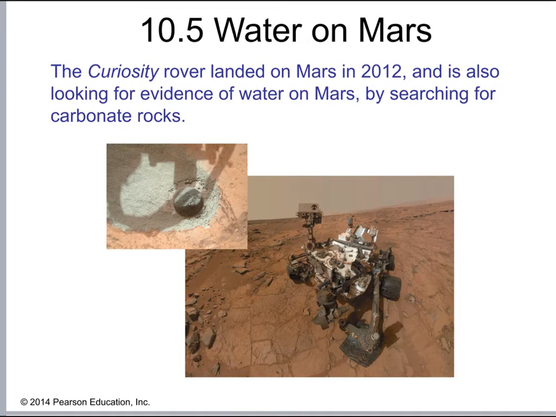The Curiosity probe is another probe that landed on Mars. We can see a picture of it here. We have sent several of these types of probes to the surface of Mars. They're not just looking for water, but that is one of the things they are looking for, finding evidence that water might still exist on the surface of Mars.